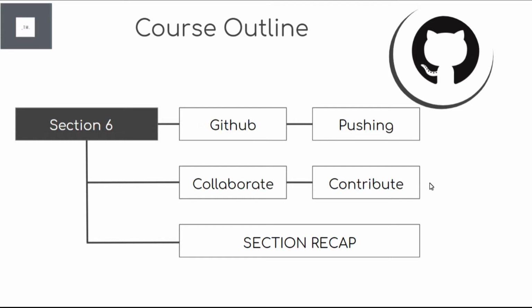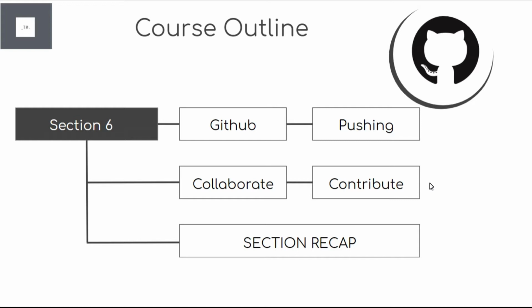Then in the next section, section 6, we will see what GitHub is, the online remote repository. There we will see how we can push our project to the remote repository from our local repository. That means how we can push a project from Git to GitHub. Then we will see how we can collaborate with other developers to work together. Also, we will see how we can contribute to others' projects. That means forking, how we can fork others' projects. We'll explore all these ideas about collaboration and contribution. So then a little section recap.